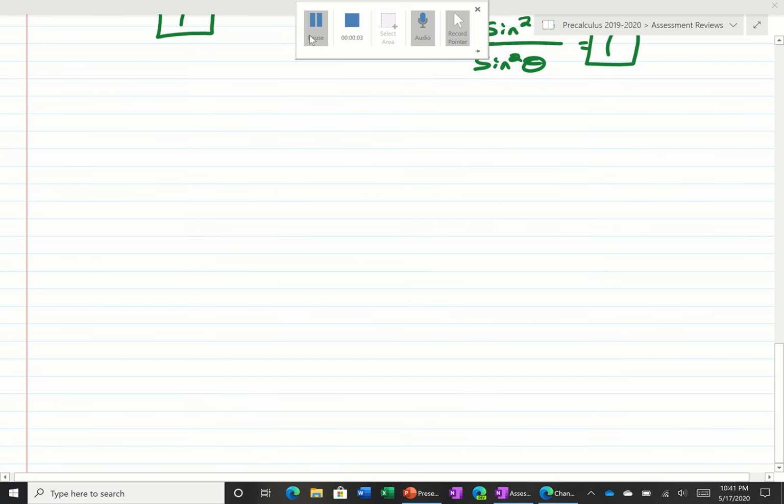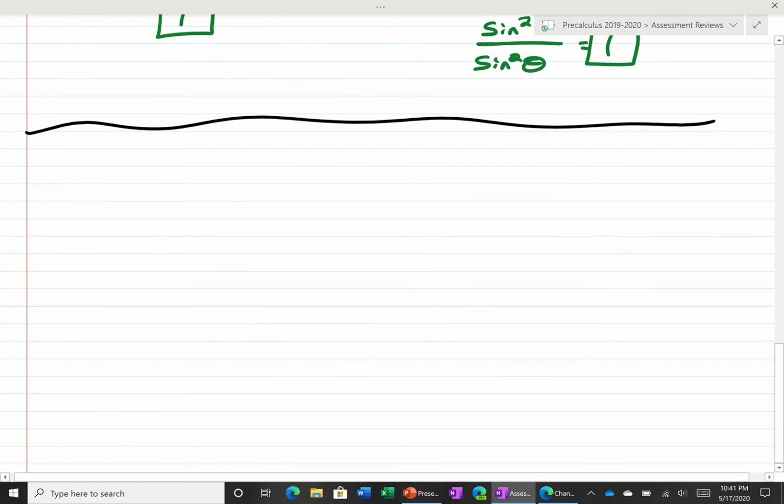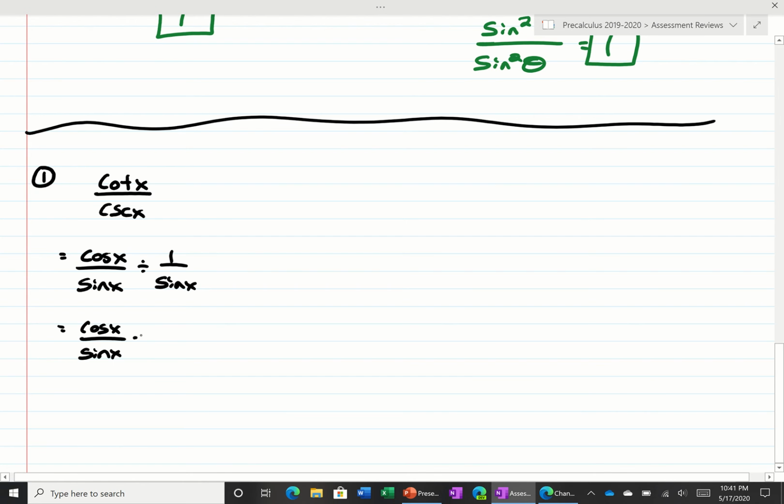So this is a review of the 522 quiz. Question number 1, it's asking us to simplify cotangent of x over cosecant of x. Well, cotangent is cosine over sine, and we are dividing by 1 over sine. So if we keep change flip, we just get cosine of x.